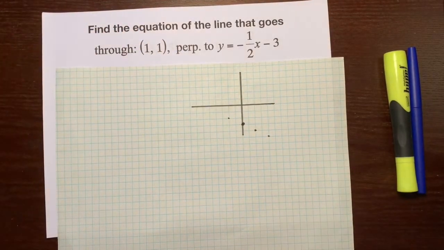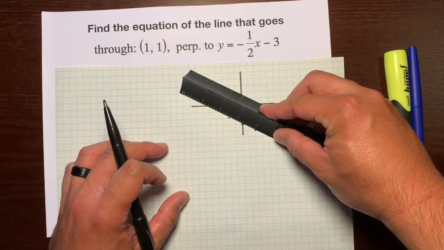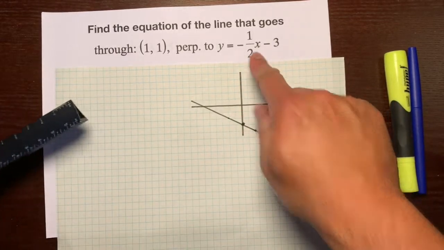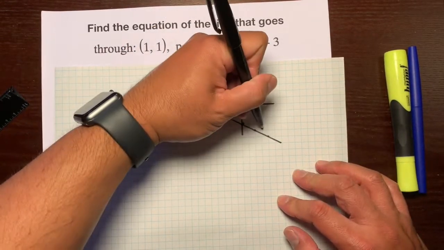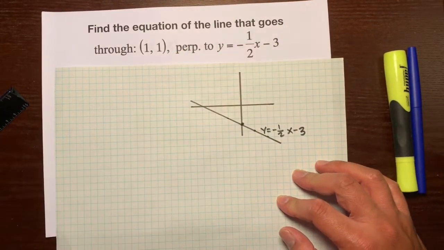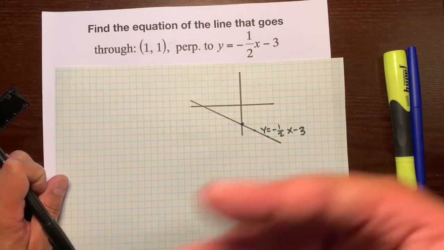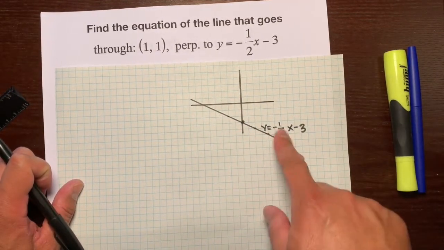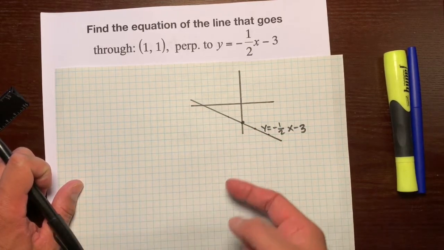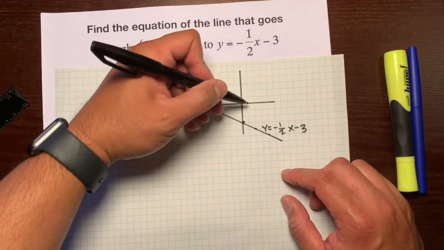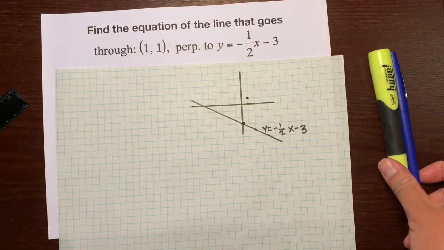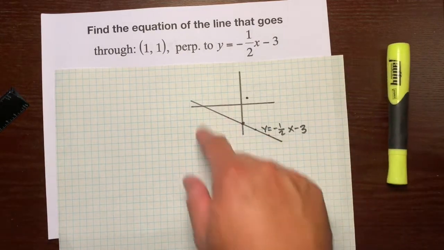Okay, and so here is visually this line right here. So this line is y equals negative 1/2 x minus 3. And we want the equation of another line, not this line, because we already have that equation. So don't ask for the equation of this line because it's already here. We want an equation of a line that goes through 1, 1. So here's 1, 1. That is perpendicular to this line.